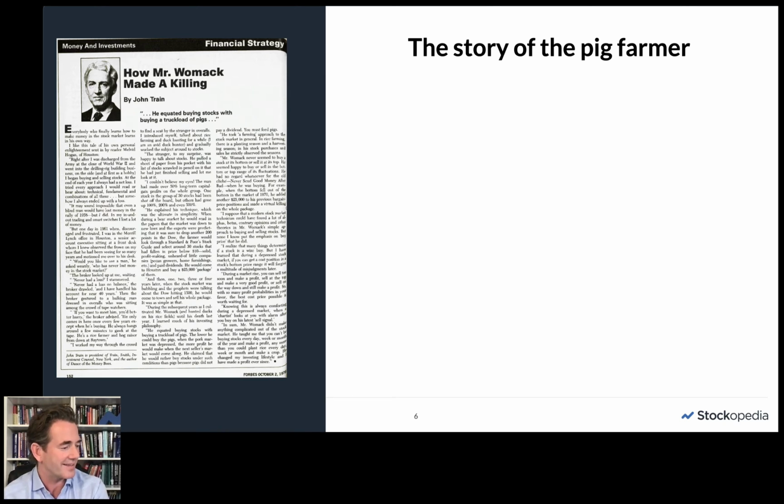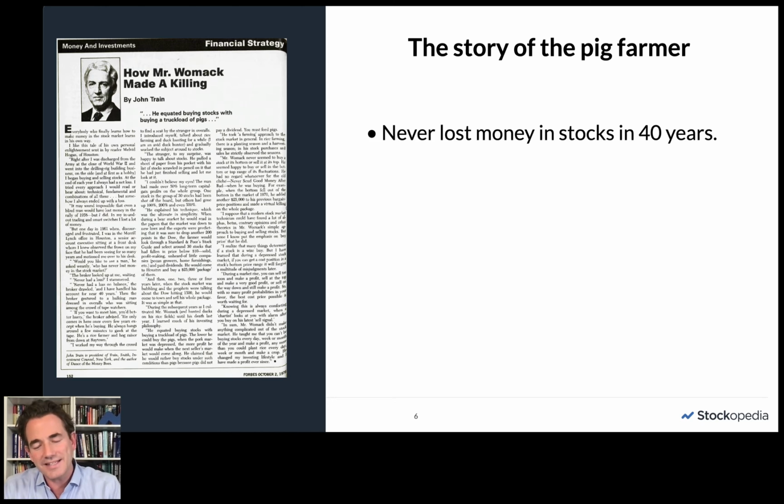I wasn't reading it at the time, I was only 3 years old. There was a stockbroker who had a client who kept messing up in the market. And the stockbroker thought, well, can I introduce you to someone? And he introduced him to this guy, Mr. Womack, who was a pig farmer. And this guy had never lost money in stocks in 40 years. And he had a very, very, very simple strategy.